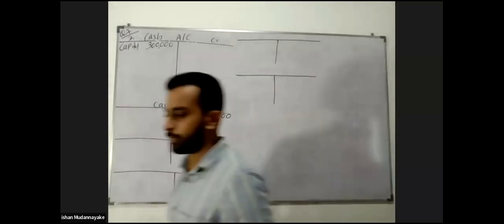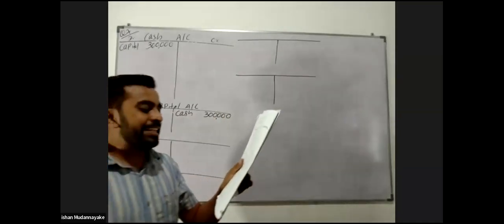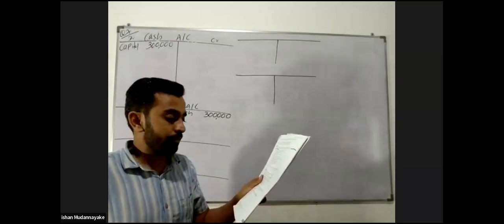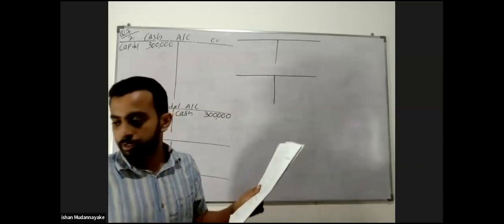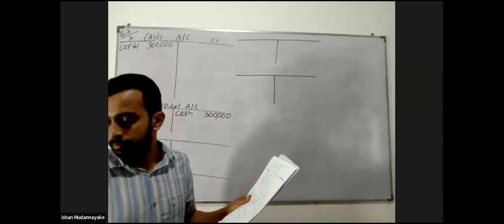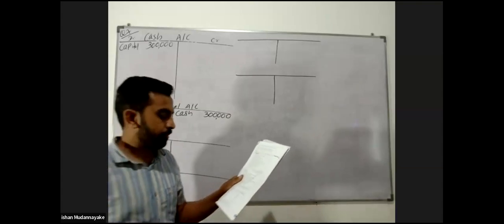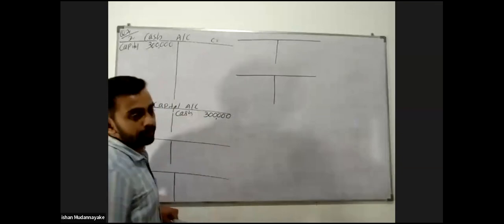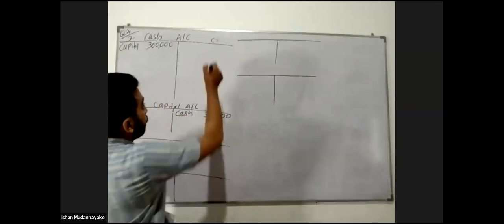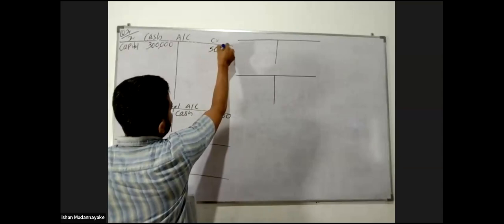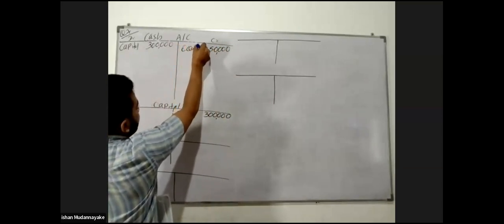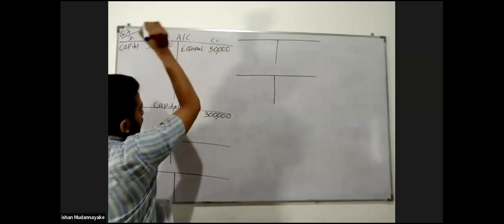Look at the second one. Purchase equipment for use in the business, 50,000. Cash inflow or outflow? Outflow, yes, cash outflow. Then cash book credit 50,000, with the description equipment. And then the equipment account is debited.